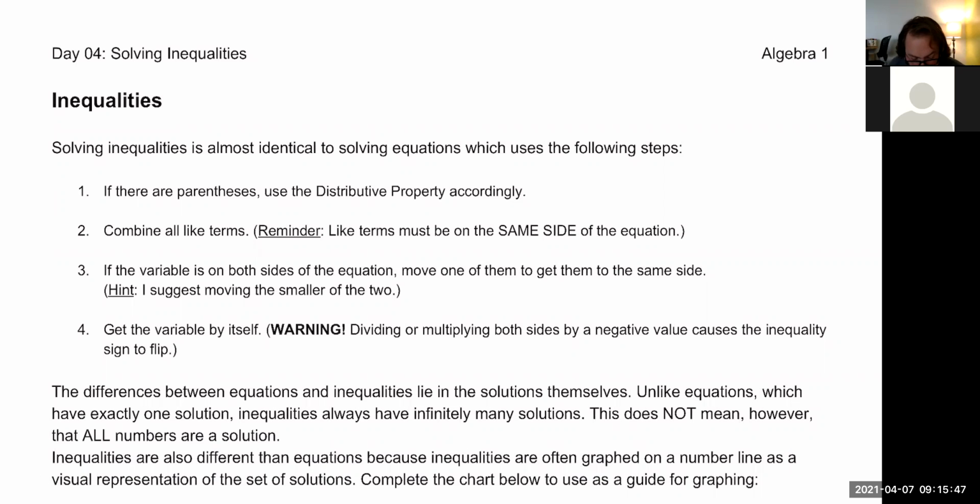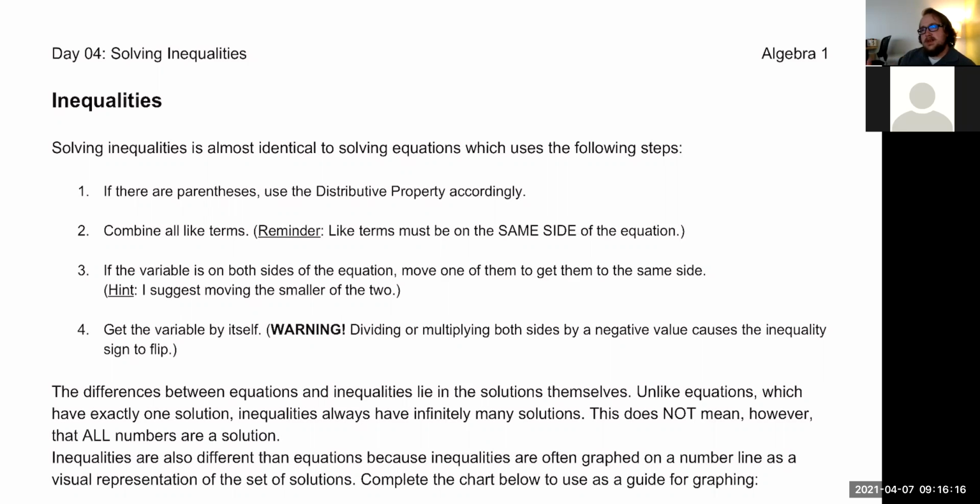Today we are going to introduce a concept very similar to what we did yesterday, but instead of using an equal sign, we're going to be using what are called inequality signs. So yesterday, the steps we used can be reapplied today. The only difference is when we get all the way down to our final answer, instead of getting something like x equals 5, we're going to get an answer that says x is greater than 5.